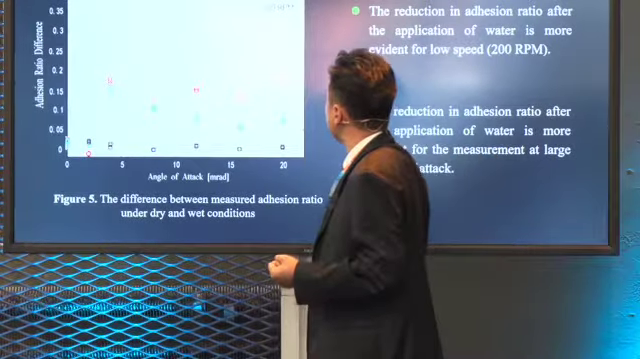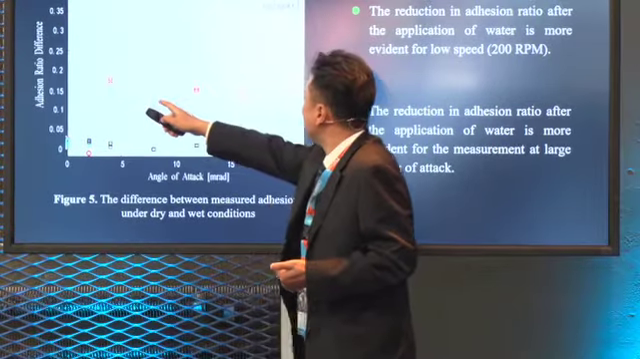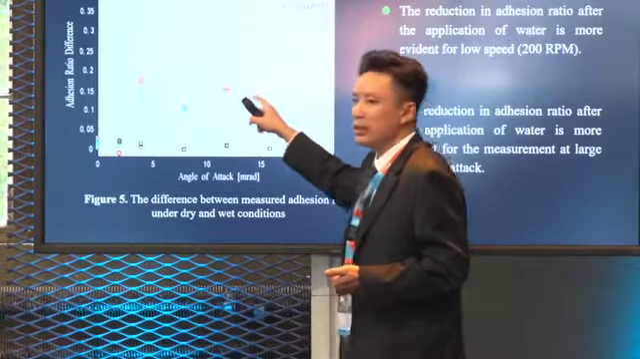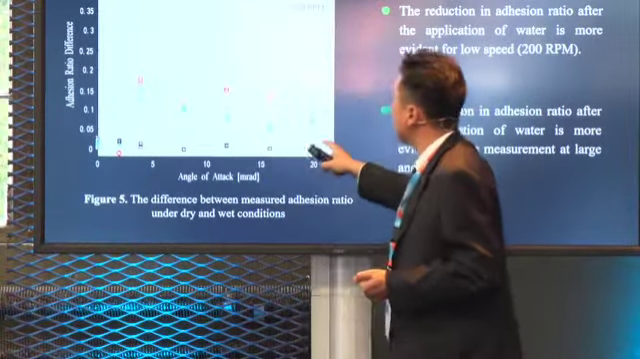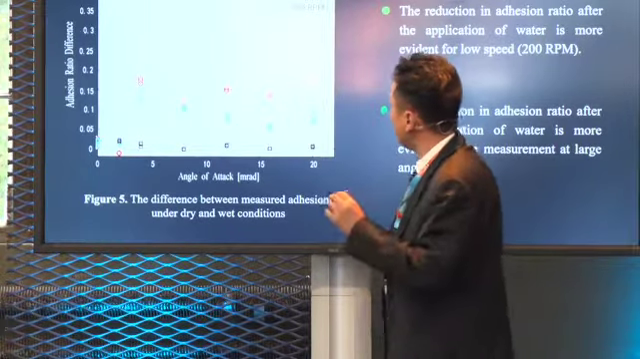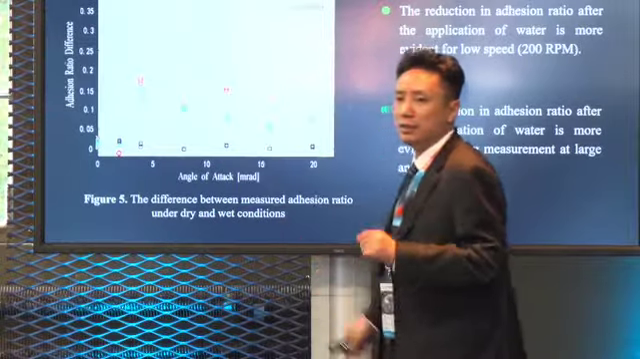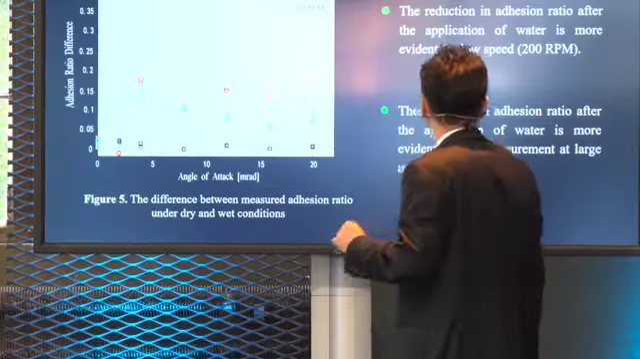And another is about the rolling speed. You can see that at low rolling speed, such as 200 RPM, this difference is very evident. But for high rolling speed, such as 600 RPM, the difference is almost negligible. But there's still some difference. It means that the lateral adhesion ratio decreases a little bit, even at high speed.